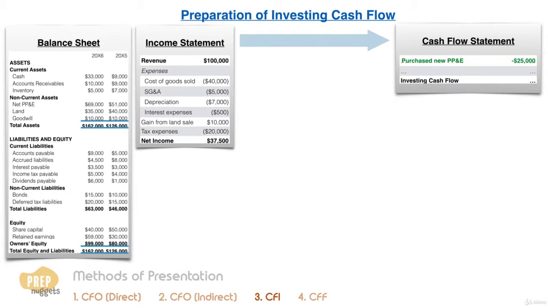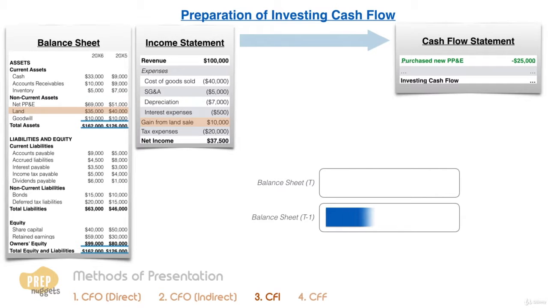When an asset is sold, cash is received and this has to be accounted under CFI. Here we get a clue from the income statement that there's been a land sale and $10,000 gain is realized from it. We also know that as a result of this sale, the account for land has dropped from $40,000 to $35,000 during this period. Using this information, we can calculate the cash proceeds from the sale of the land.